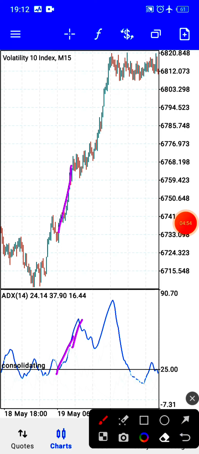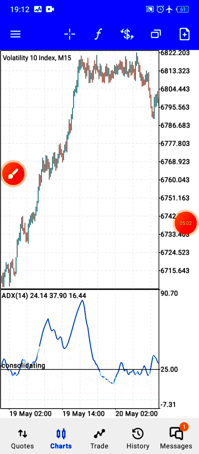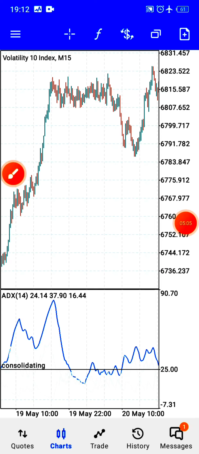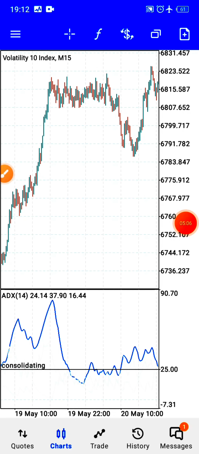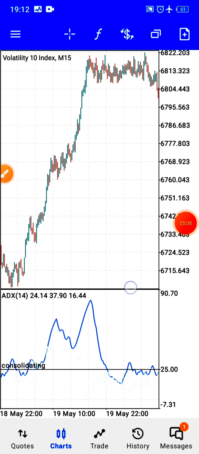Is below the level 25, or if the ADX is pointing downwards, right? So those are the first two tips that I'm sharing that you are going to find very useful when using this indicator.